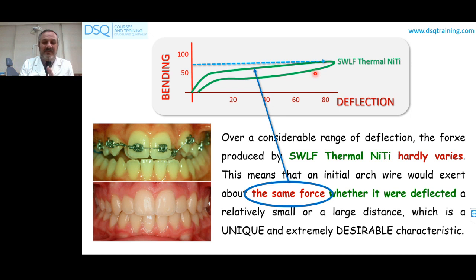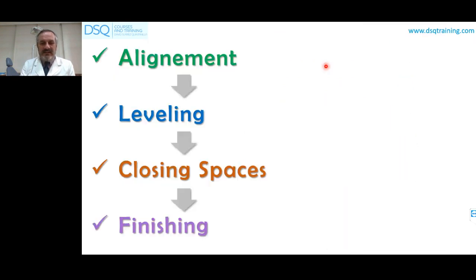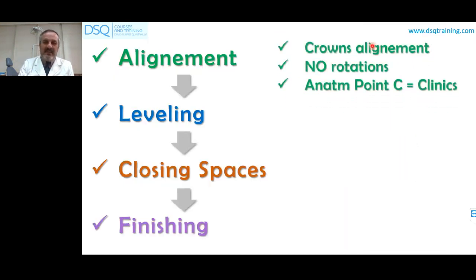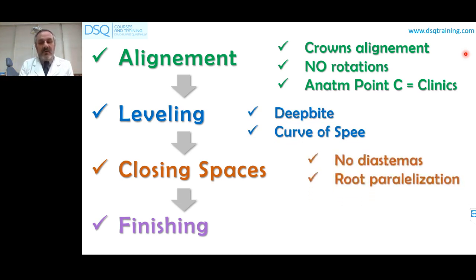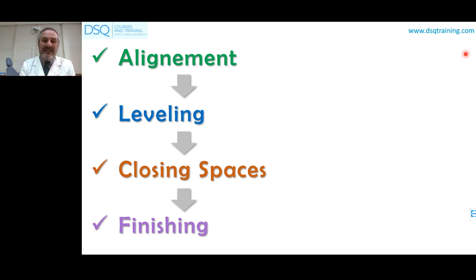Remember this, the same force. The advantage of this wire is they produce the same force independent of the deflection of the wires. For this reason, we have to coordinate this. For the alignment, what is the advantage? What is the objective? Crown alignment, no rotation, anatomical points. For leveling, deep bite, the curve of speed. For closing space, the objective is no diastemas, root parallelization, and for finishing the control of the torque, the dynamic occlusion, and the detailing.